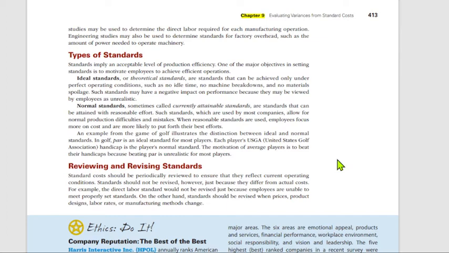Under the normal standards or the currently attainable standards, or in some books referred to as the practical standards, these can be attained with reasonable effort. In these standards, it allows for normal machine breakdowns, production difficulties, mistakes, human errors, and among others. It is said that when reasonable standards are used, employees focus more on costs and are more likely to put forth their best efforts.